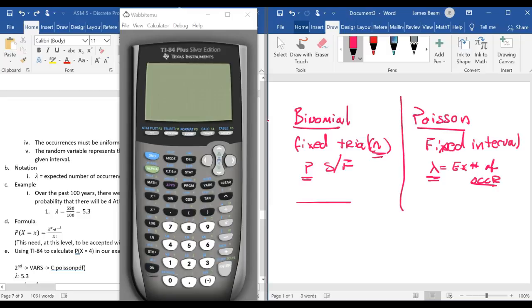So what I would normally do if I'm teaching this is give a set of problem sets that have both binomial and Poisson problems and have them work out, okay, is this binomial or is this Poisson? And then answer questions about it as we go along.